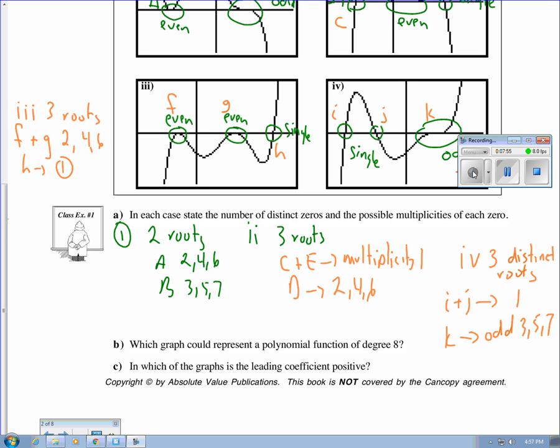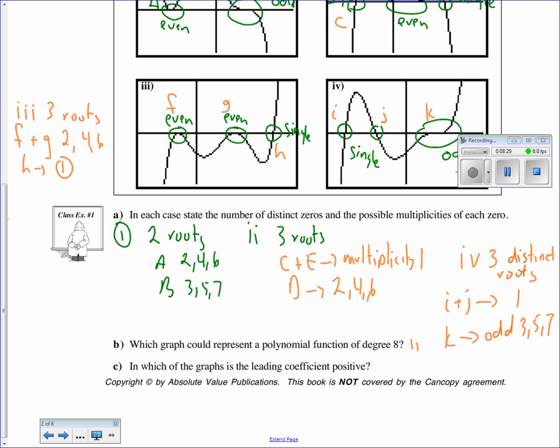Now where could I get degree 8? Remember degree 8, my multiplicities have to have a potential of adding to 8. Looking at I, I can have a root of 6 and a root of 3. That's 9. That's not enough. Here in double I can have a root that has a multiplicity of 6 plus 2 with a single one. So graph II could be degree 8.